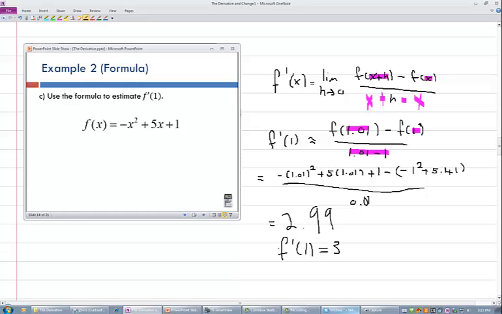Now you can do other derivatives. You can do f prime of 2, f prime of 3. You can do f prime of any number that you like, really, and use the same sort of idea here and try to figure out what the derivative at that point might be.